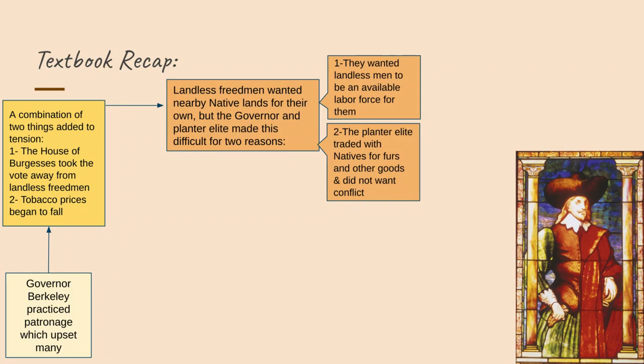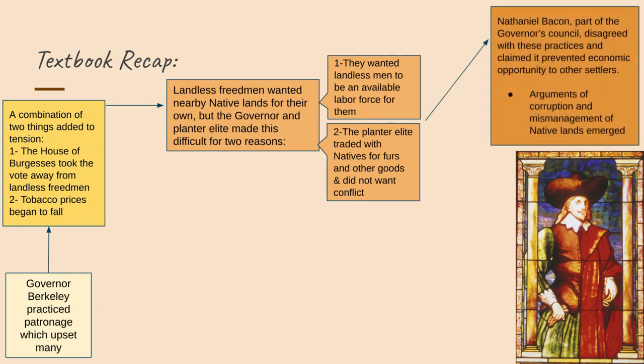So by making access to land more difficult and being unwilling to go onto native lands, you are maintaining a labor supply, albeit a very angry one. Now, the second reason is that the planter elite are trading with natives for furs and other goods, and they didn't necessarily want to create conflict with nearby Native Americans. One, because they know the threat that they pose, but also because they had resources that they found of value.